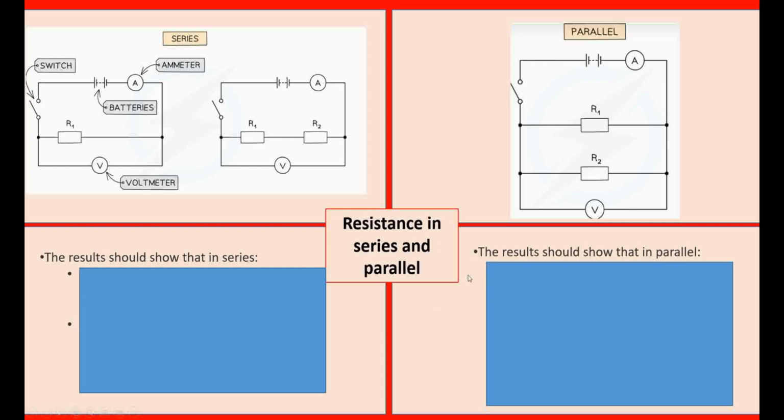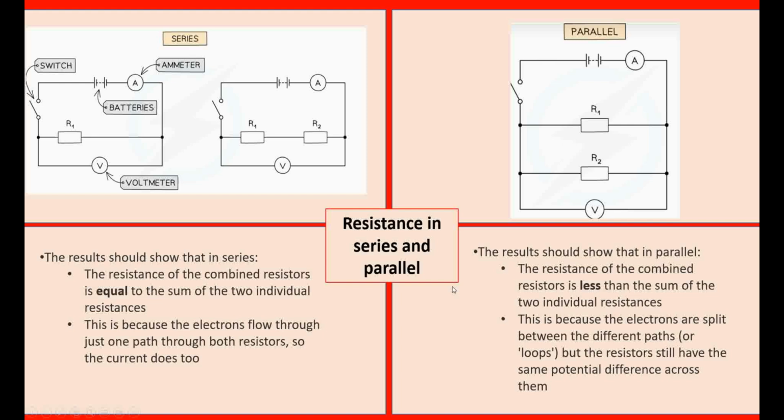Okay, moving on. So the results should show in series that as we add resistors, the resistance increases. Okay, all of the electrons need to flow through each of the resistors we're putting in, so the total resistance is going to increase. So the total resistance is equal to the sum: we add up all the individual resistors, and that will be the total resistance.